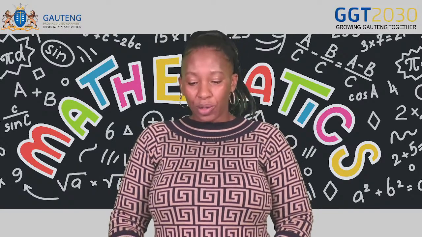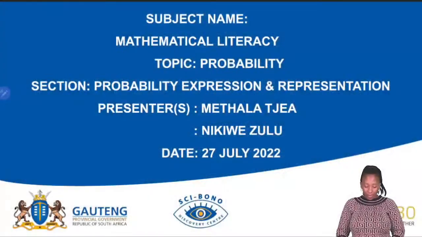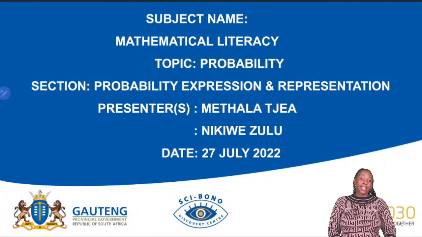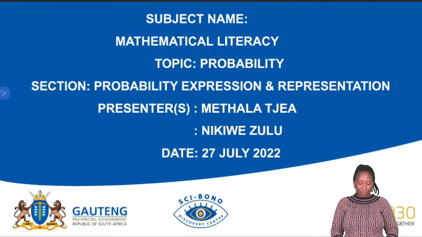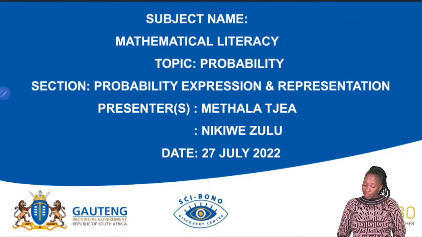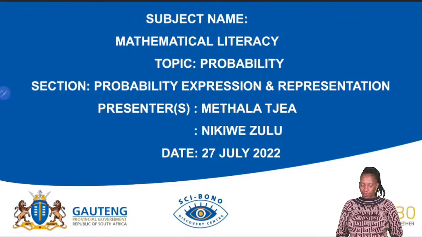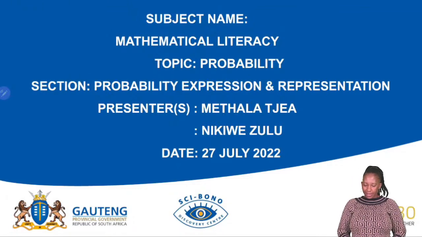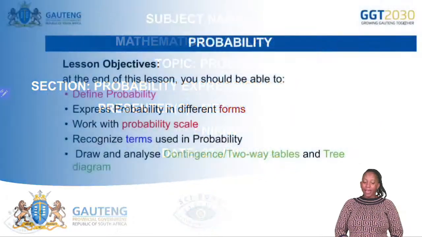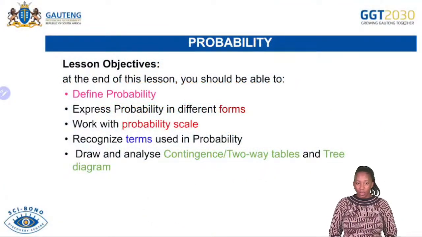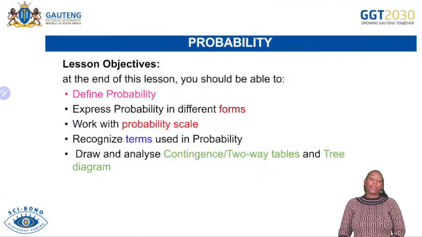Grade 12 learners, it's good to be back after the recess. Our main topic today will be focusing on probability, and the section that we'll be focusing on will be probability expression and representation. Boys and girls, I think you have already done this probability section in class, whereby your teacher has already introduced it to you. Actually, you have done probability from grade 10. It's not for the first time you're doing it today.